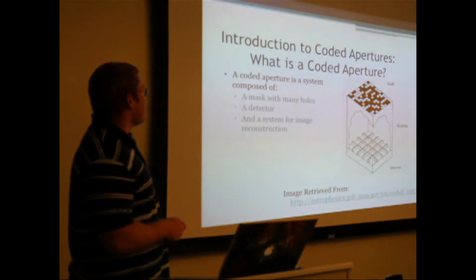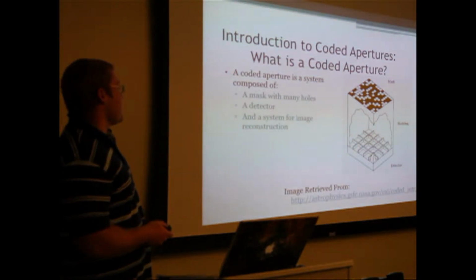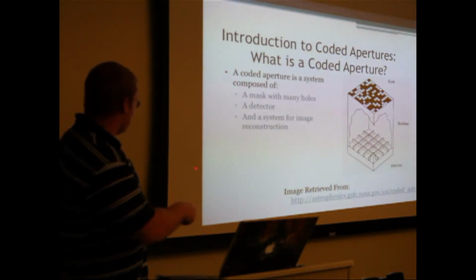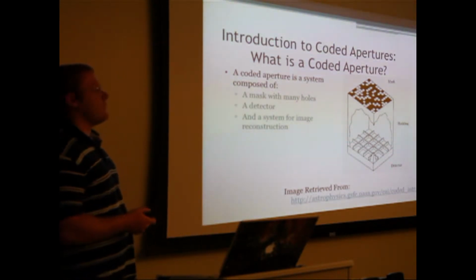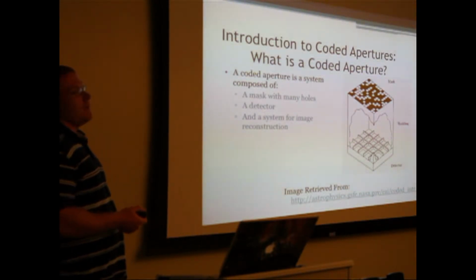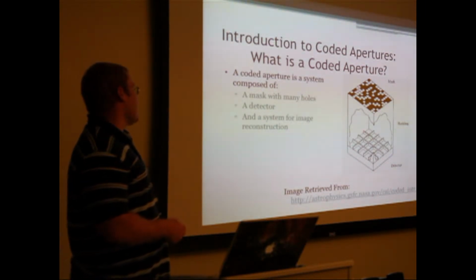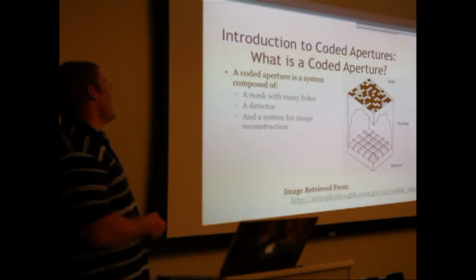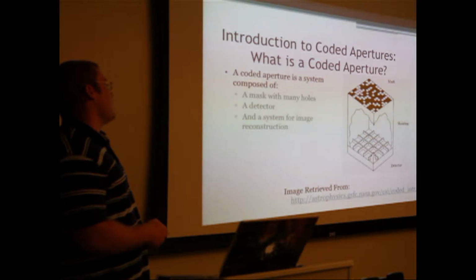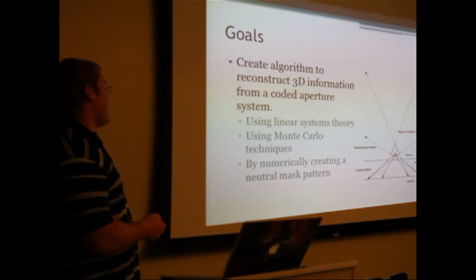So the specific system that I was working with is something called a coded aperture. A coded aperture is essentially a metal mask with a bunch of holes drilled in it in a specific pattern, which was discussed earlier, including how that pattern is constructed, and a detector which photons pass through to and you can detect, and then a system to reconstruct your image based on that detector.